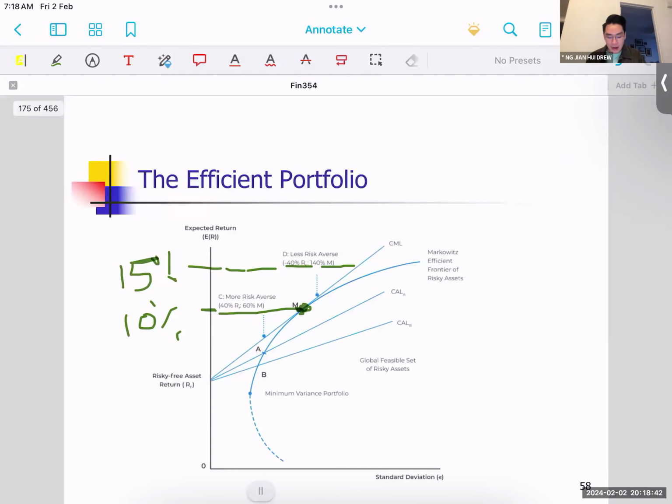So what happens now? If your client wants 15%, however, your tangent portfolio only gives 10% as seen here, what does this mean? It means that you have to move along the straight line. Can you see? You need to move along this straight line here.